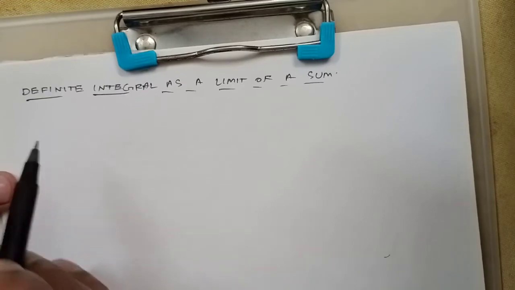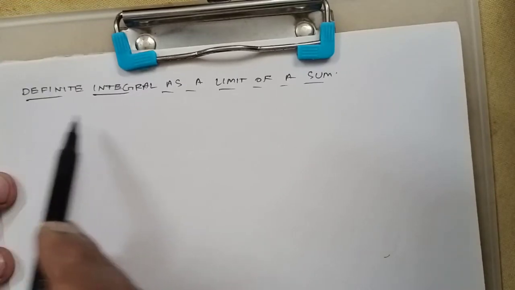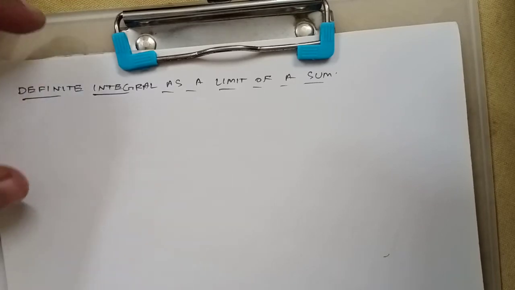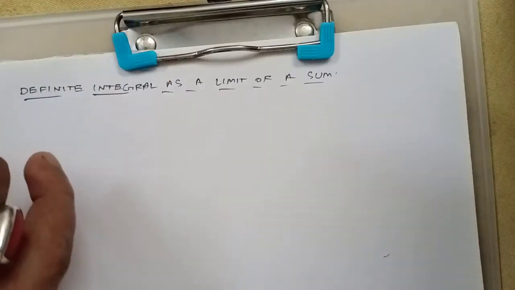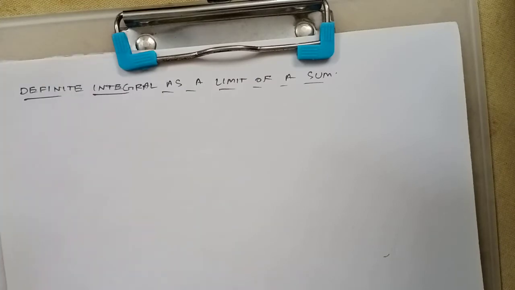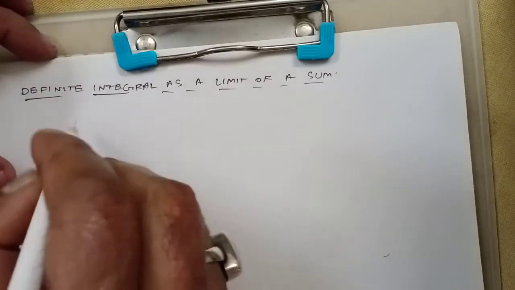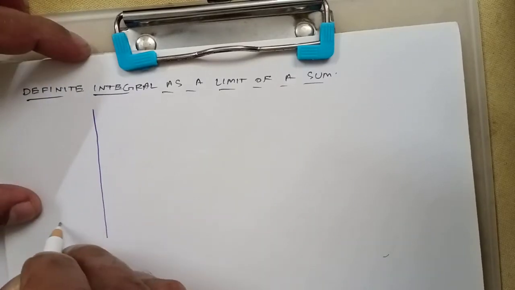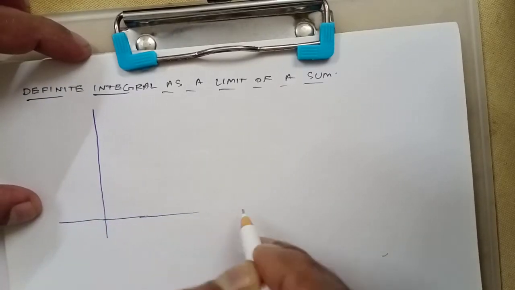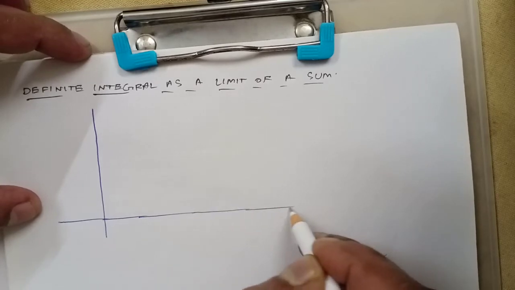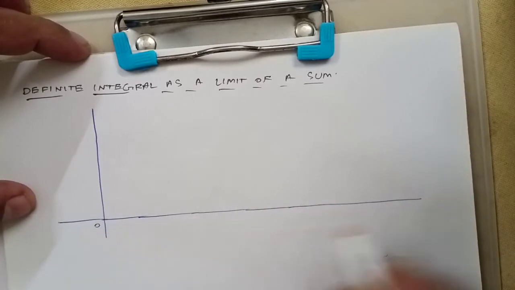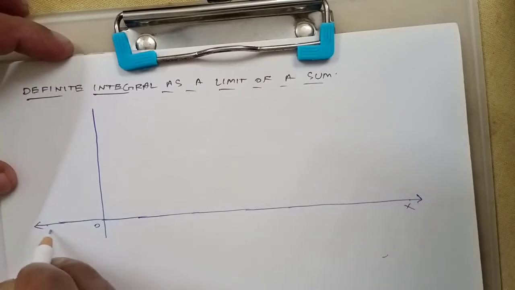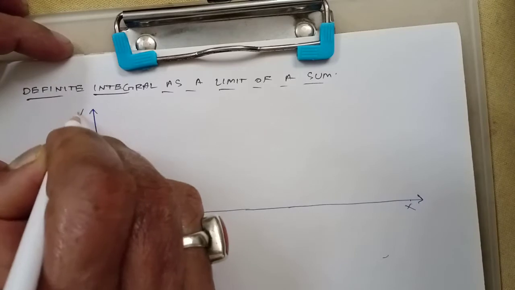Today I will discuss the development of the integral as a limit of a sum. Let us consider the coordinate axes first. To discuss it we need this. This is our origin. This is our x-axis. This is our y-axis.